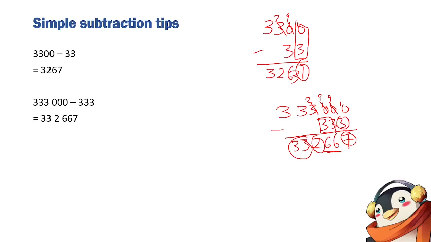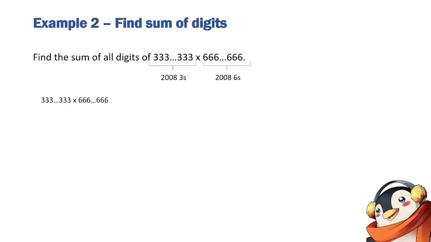Okay, with the simple subtraction tips that you gain from this, now we can proceed to the real question. You have to find the sum of all digits of this. What this means is there are 2008 threes here, and there are 2008 6s here. So how are we going to do this?